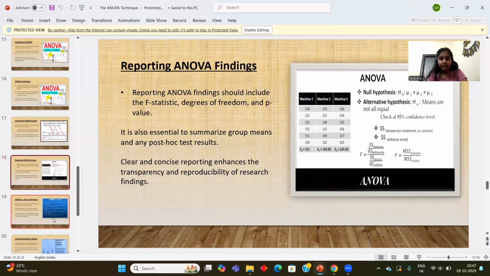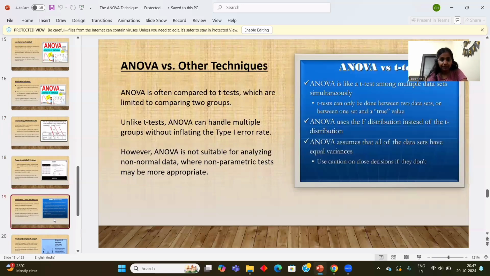Reporting ANOVA findings. Reporting ANOVA findings should include the F statistic, degrees of freedom, and p-value. It is also essential to summarize group means and any post hoc test results. Clear and concise reporting enhances the transparency and reproducibility of research findings.